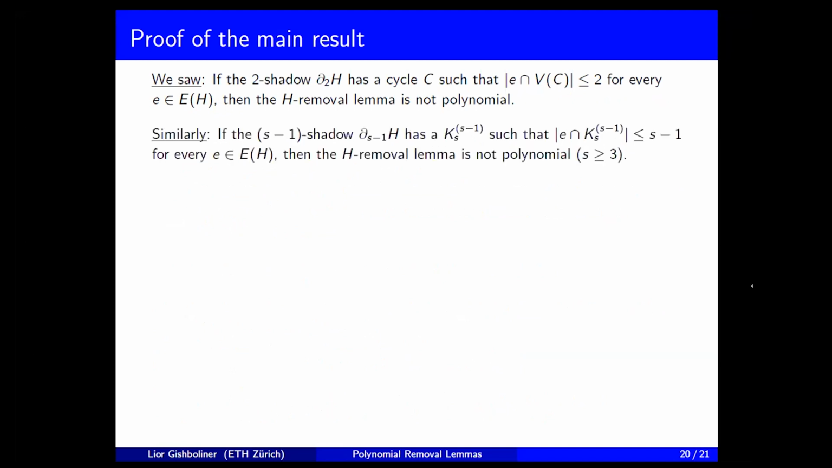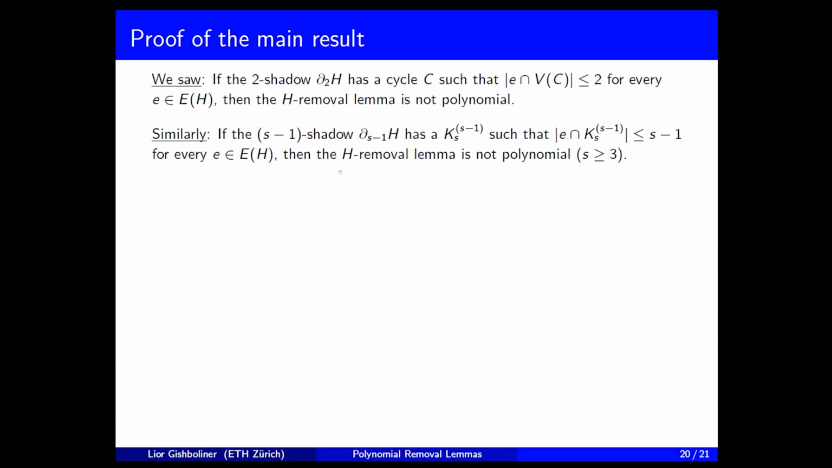Here is another case, which is similar. Let me walk you through this. We take some integer s, which is at least 3, and we look at the s minus 1 shadow. What is the s minus 1 shadow? It's an s minus 1 uniform hypergraph, where a set is an edge if it's contained in an edge of H. Let's assume that this shadow has a clique on s vertices. And let's assume that every edge of our hypergraph intersects this clique in at most s minus 1 vertices. So it does not contain the clique.